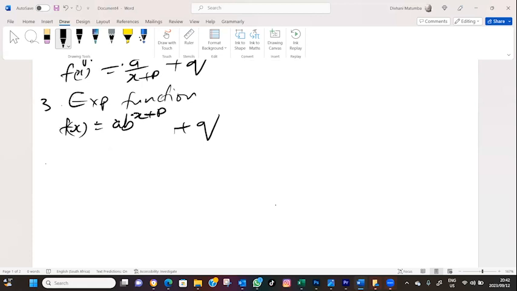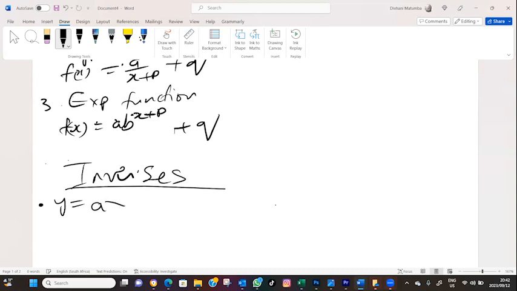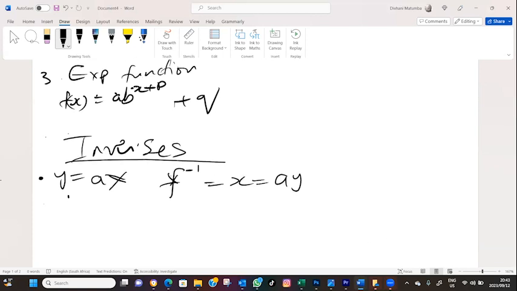Now, lastly, we have inverses. With inverses, let's say, for instance, if you have a function like that one, your inverse will be x equals ay. So in the place of y, you put x. In the place of x, you put y. So let's give another example of y equals x squared. This is a parabola. Now the inverse will be x equals y squared.